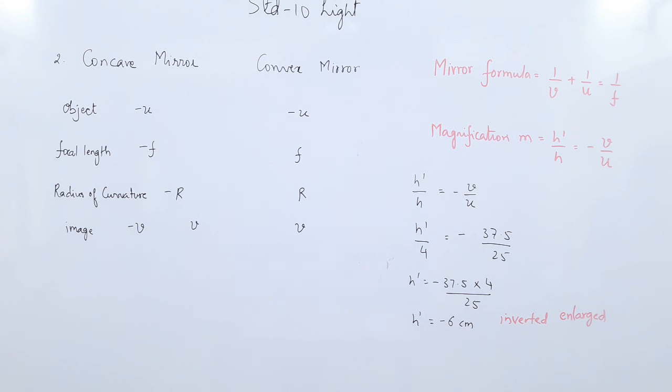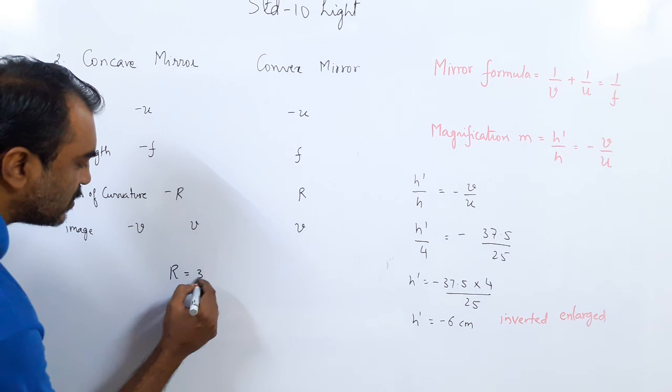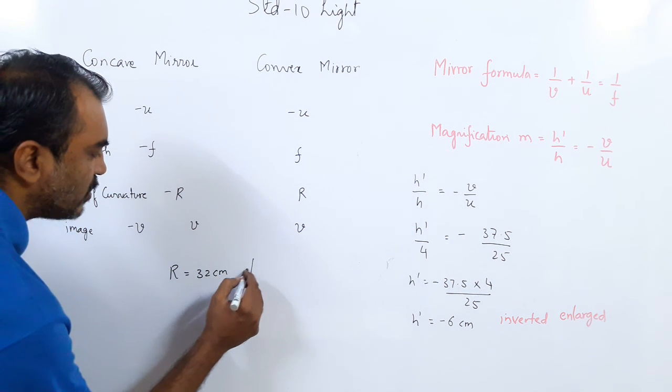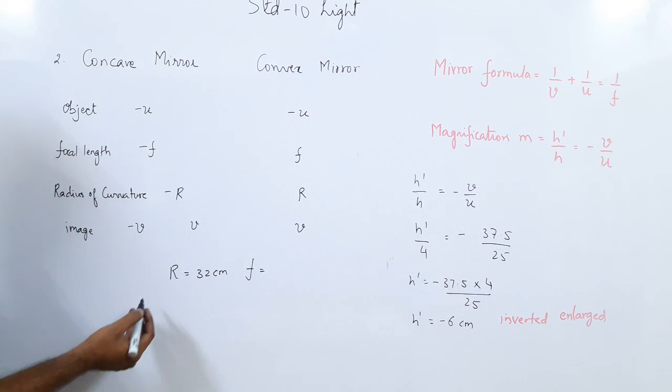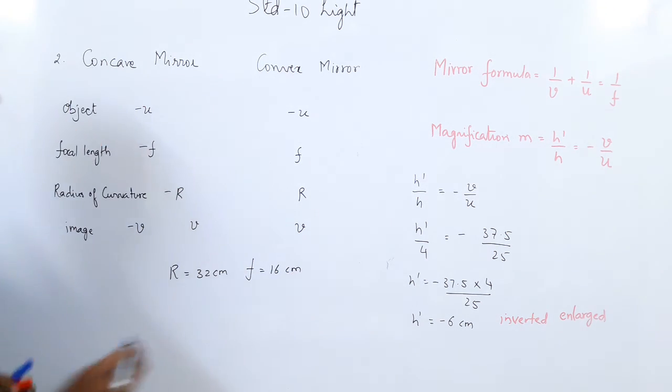Okay? Now one very easy question. Find the focal length of a convex mirror whose radius of curvature is 32 centimeter. It is given in a convex mirror, the radius of curvature is 32 centimeter. What is the focal length? The formula is f is equal to R upon 2. So the focal length is 16 centimeter. Quite an easy question.